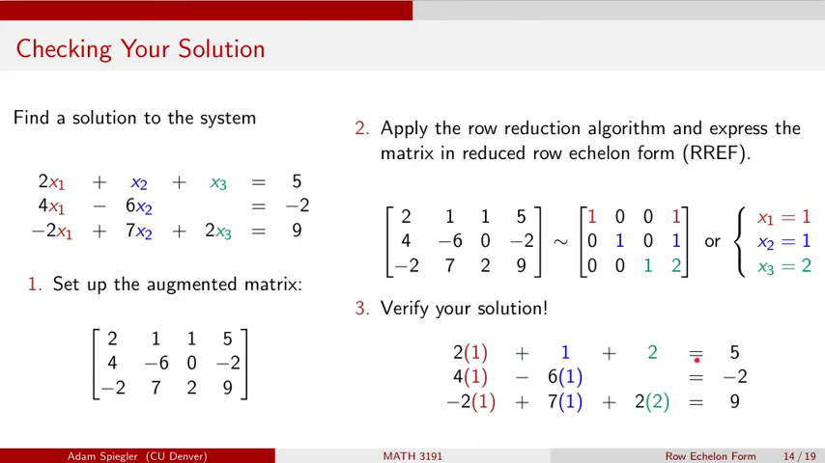So for the top equation, we can check when I plug in these values, I indeed get 5. In equation 2, when I plug in my solution, indeed I get -2. And equation number 3 also checks out. So now we've verified that this solution checks out. So great, we just solved a system of linear equations using this Gaussian elimination process. This system had one unique solution.